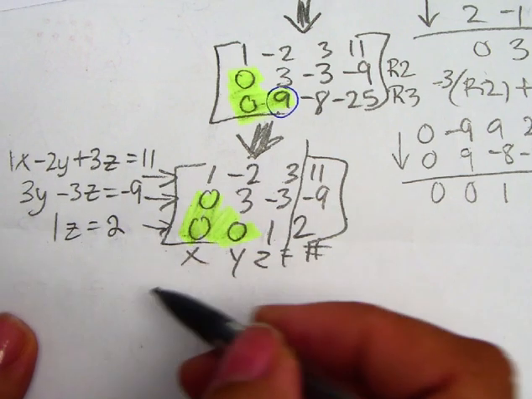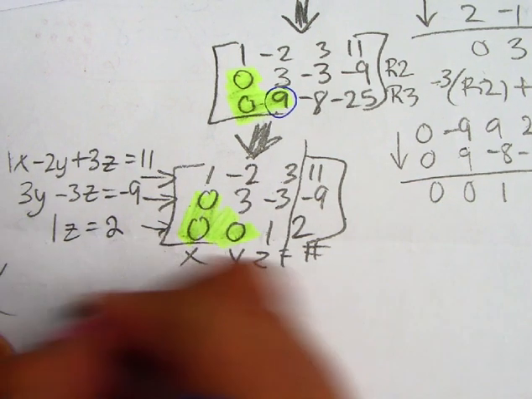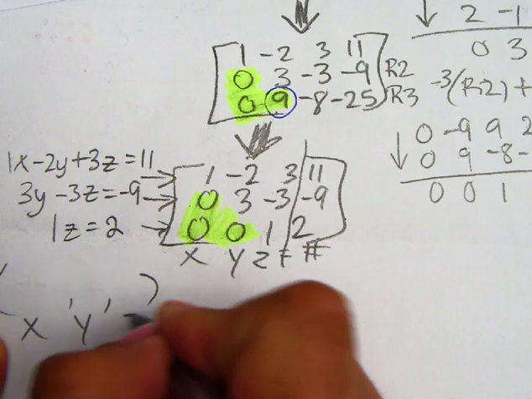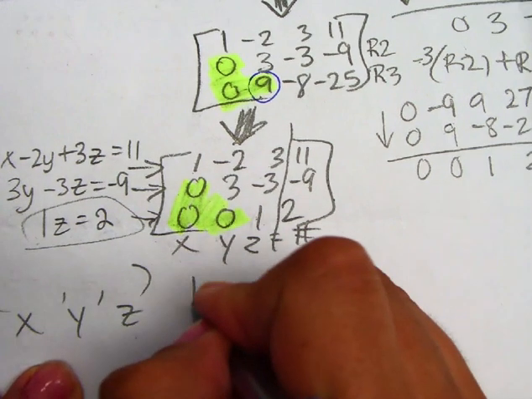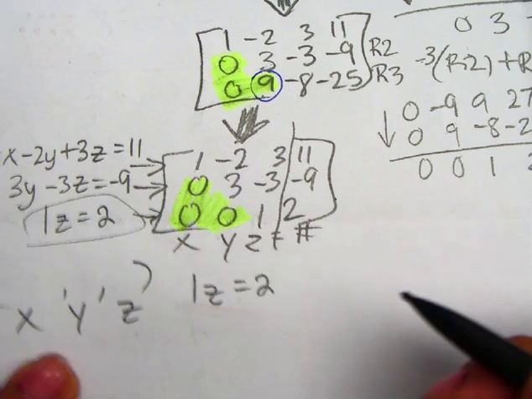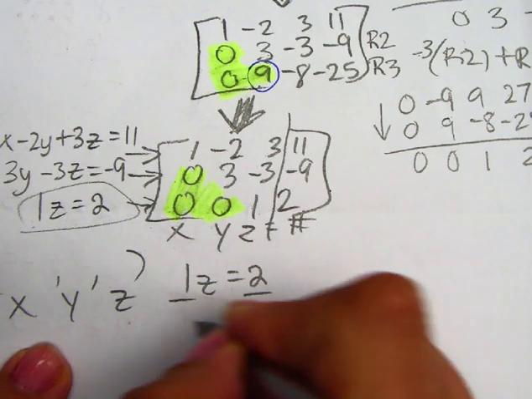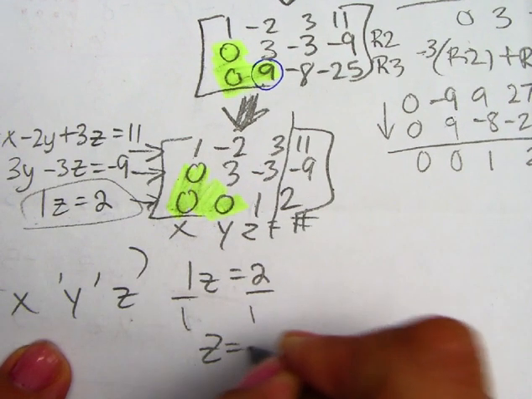And again, the one that is easy to solve for a variable is the small one, the z. So here, 1z equals 2. You can either divide by 1 if you want, process-wise, but it's going to end up with the same answer.